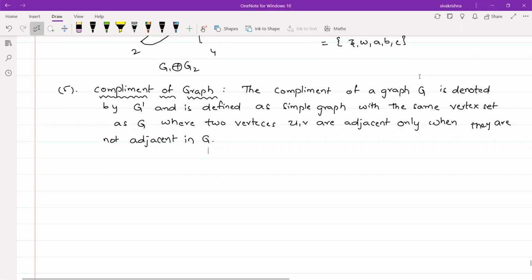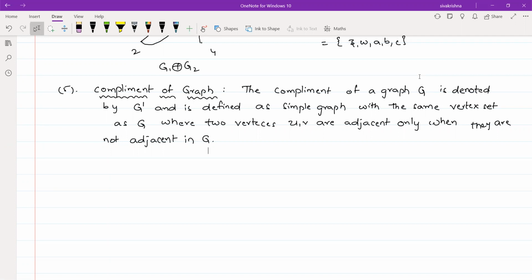So coming to the edges in the complement of a graph, those vertices which are not adjacent in graph G should be adjacent in the complement of the graph. Suppose in graph G, A and B are any two vertices which are not adjacent, then in graph G dash, those two vertices should be adjacent. Whatever vertices are not adjacent in graph G should be adjacent in graph G dash. That is about the edges in the complement of the graph.